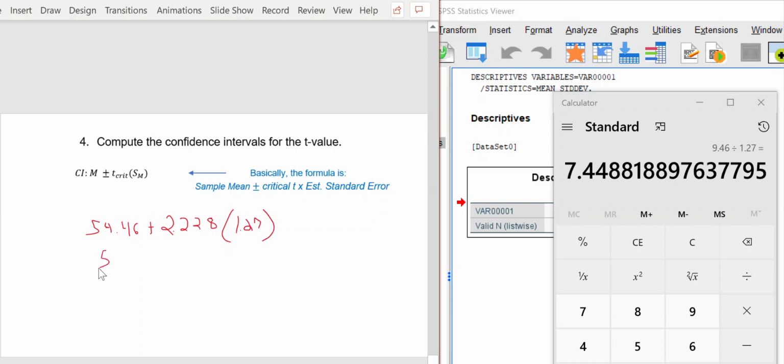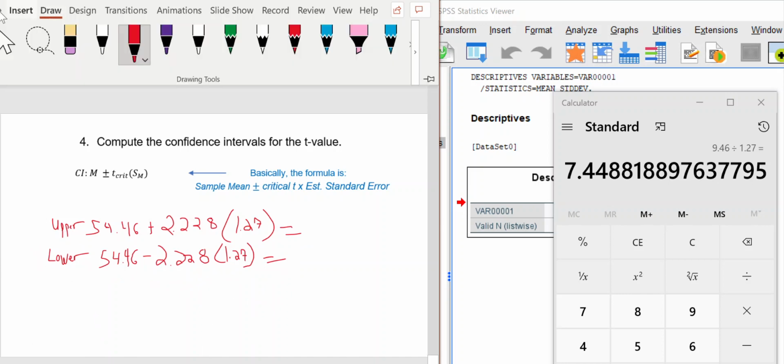Then you would do the same thing and find the lower limit of the confidence interval. This is the upper, and here is the lower. That would be minus 2.228 times 1.27. All right, so that's how to get those answers. Just put that in your calculator and indicate whether it's a lower or upper limit.